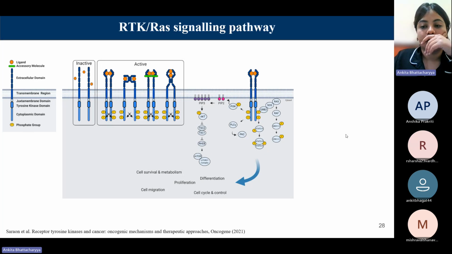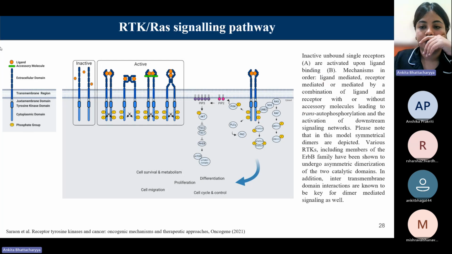Now, once phosphorylation has occurred, what exactly happens? Let me read about it a little bit. So, the mechanism is ligand mediated, receptor mediated, or mediated by a combination of ligand and receptor with or without accessory molecules, all of which leads to trans-autophosphorylation and activation of the downstream signaling network. Various RTKs can also have asymmetric dimerization. Here only symmetric dimerization has been shown.